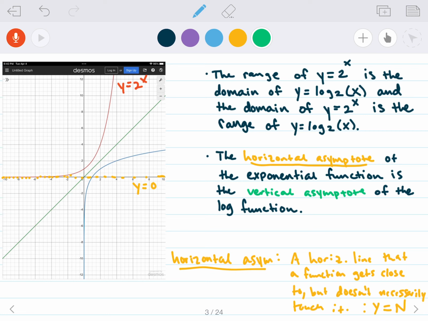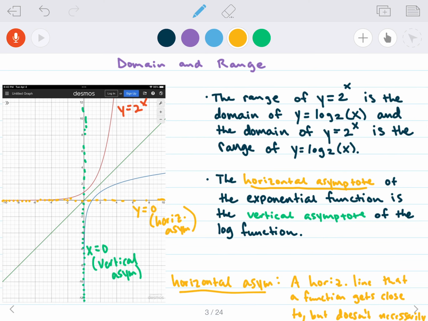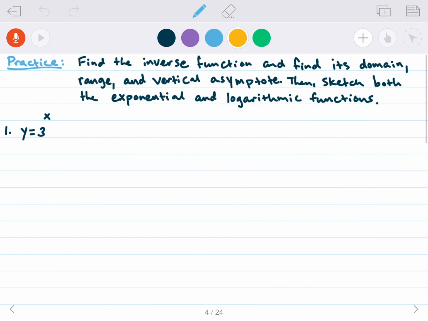So in our case, we can see that the log function is getting very close to the vertical line x equals 0, but it's not actually touching it. So this is our vertical asymptote for the log. And this guy, remember, was our horizontal asymptote for the exponential. All right. So let's do some practice with this.